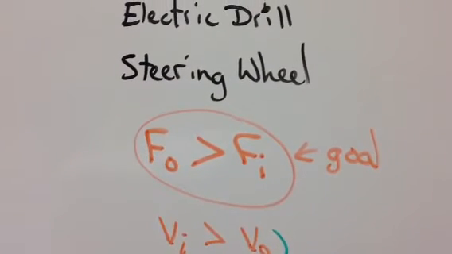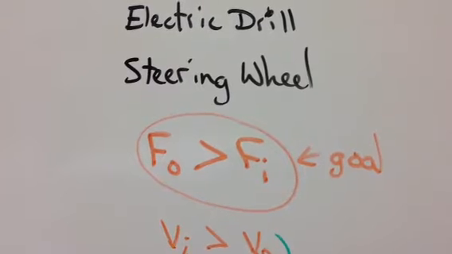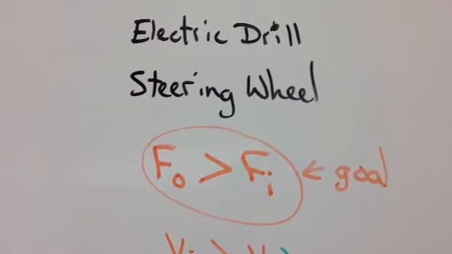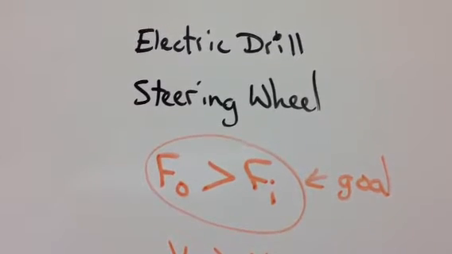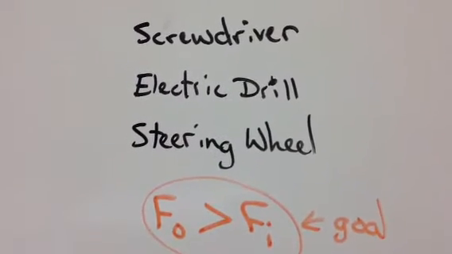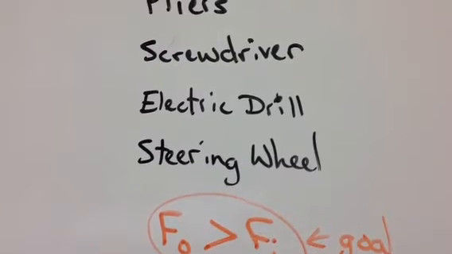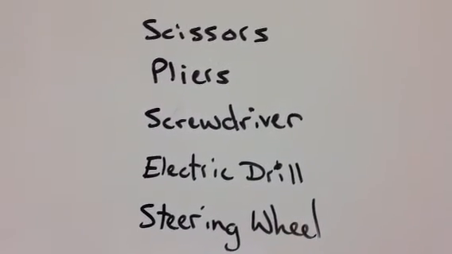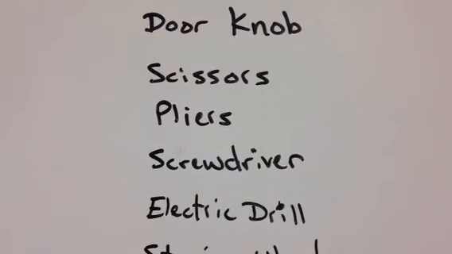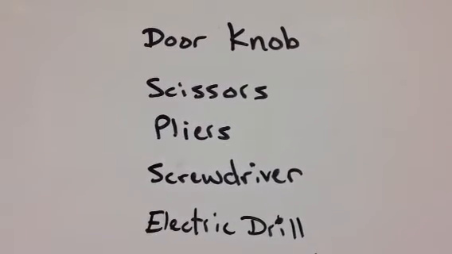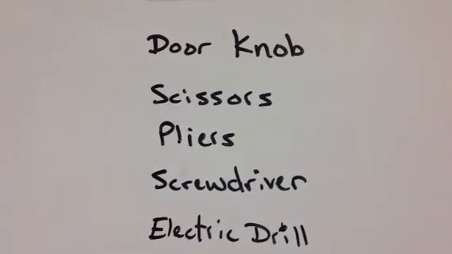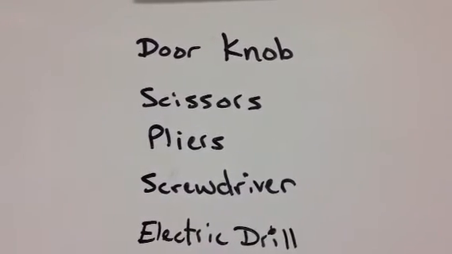Some examples: your steering wheel. As you apply force to your steering wheel, it turns a small shaft, which then turns the box at the end of the wheel. The electric drill, the electric motor moves quite quickly, and the drill output moves quite slowly. Screwdriver, pliers, scissors, doorknobs, all those things are designed to increase the force that you apply to give a larger output force than input force.